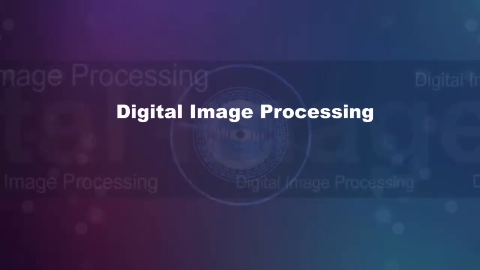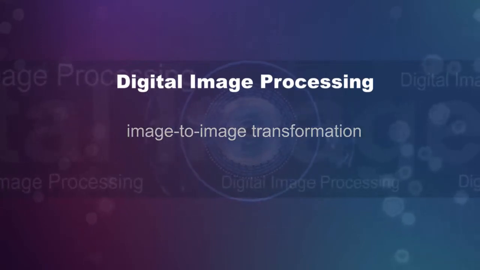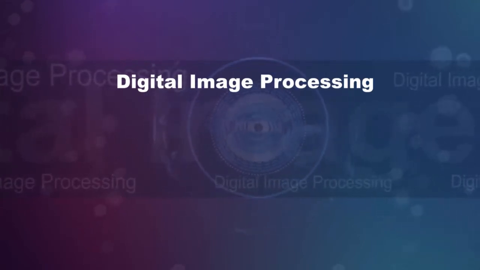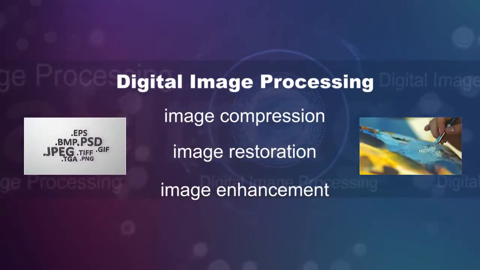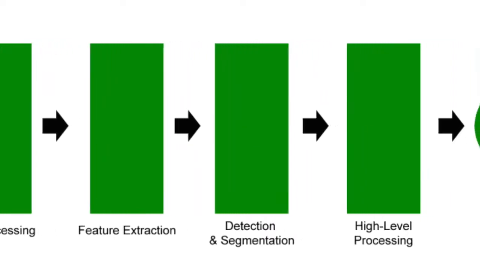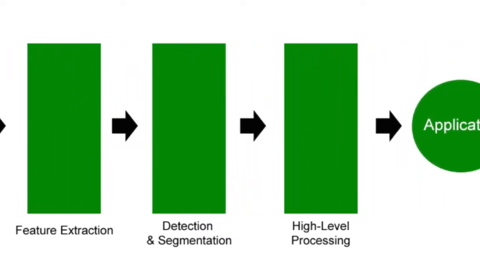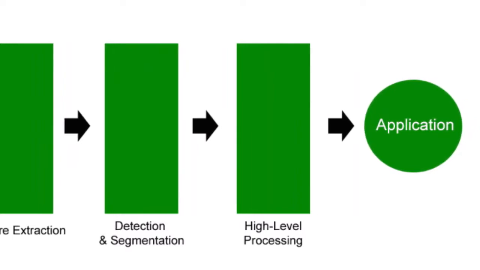The field of digital image processing predominantly deals with image-to-image transformations. Typical image processing operations include image compression, image restoration, and image enhancement. Computer vision systems rely on image processing techniques to pre-process the image data for robust high-level analysis. The robust high-level analysis is the next major task in the computer vision pipeline.